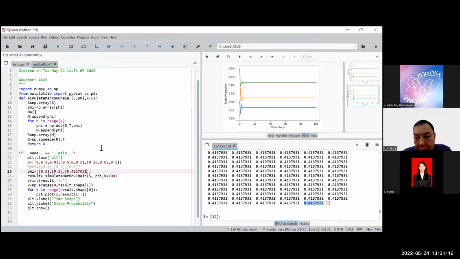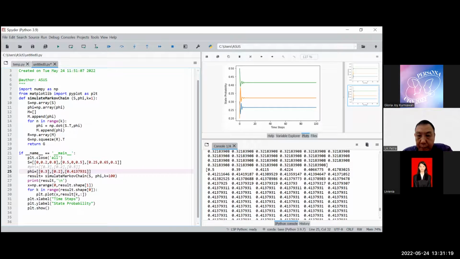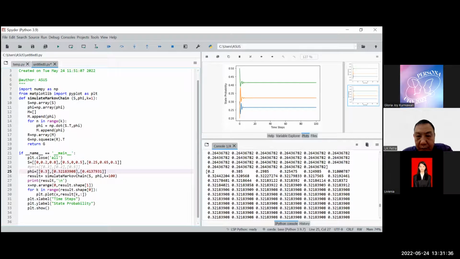Okay, and then go up a little bit. 32, 32% this one, right? So the 0.2 you replace with that. And then the first one is 26.